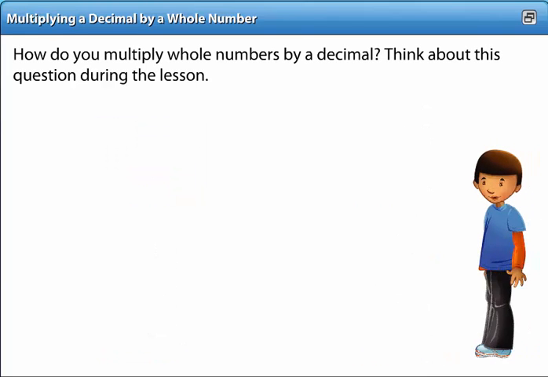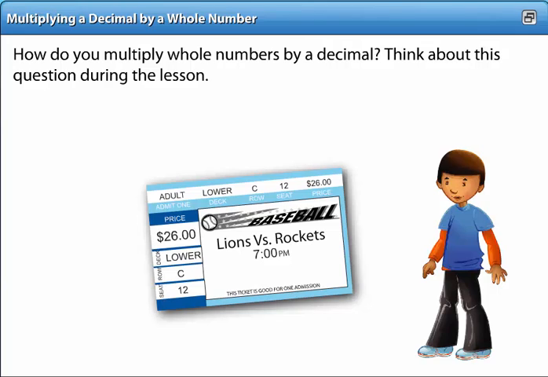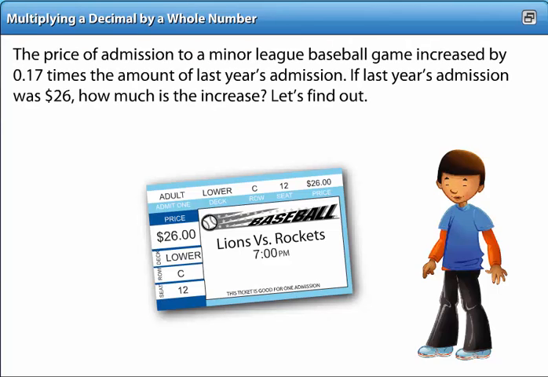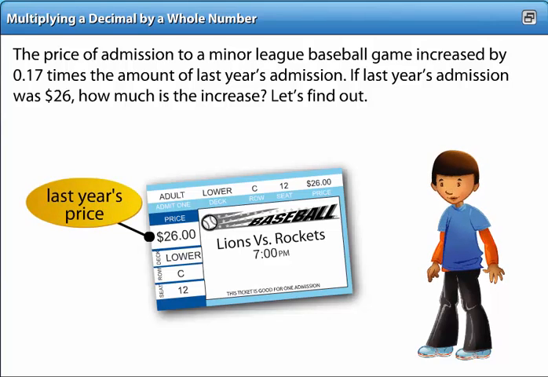How do you multiply whole numbers by a decimal? Think about this question during the lesson. The price of admission to a minor league baseball game increased by 17/100ths times the amount of last year's admission. If last year's admission was $26, how much is the increase? Let's find out.